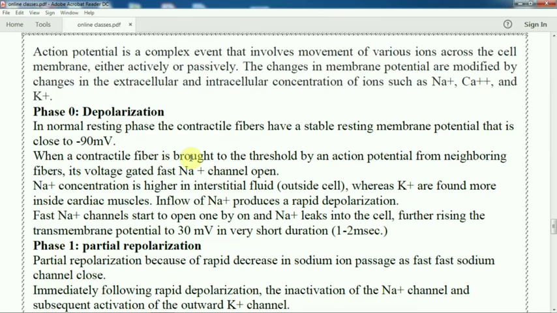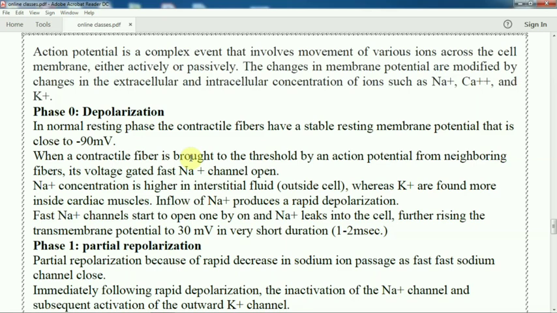So what happened in phase 0, the depolarization state? It takes only 1 to 2 milliseconds, not 1 second. In this 1 to 2 milliseconds, the sodium channel opens and sodium rapidly flows in from outside to inside in the heart cell, mainly in the myocardium region, which is responsible for contraction.